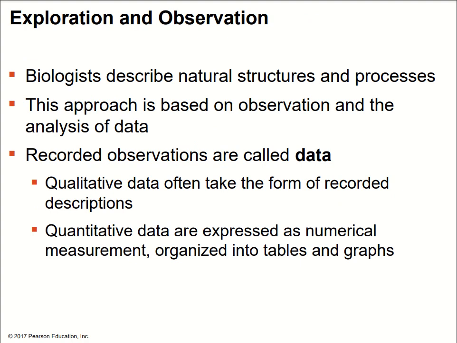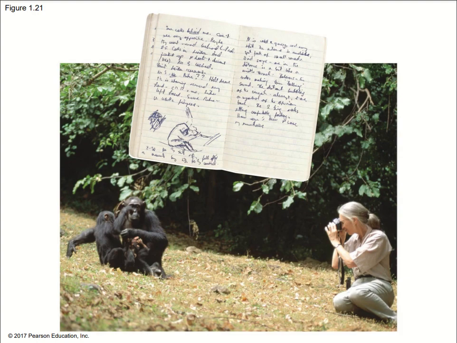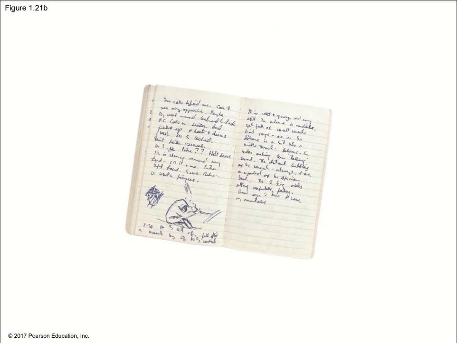Explanation and observation. Biologists describe natural structures and processes. This approach is based on observation and analysis of data. Recorded observations are called data. Qualitative data often takes the form of recorded descriptions. Quantitative data are expressed as numerical measurements, organized into tables and graphs that can be gleaned. I believe this is Jane Goodall, famous biologist who studied many chimps and monkeys. This is an example of her notebook gleaning information.